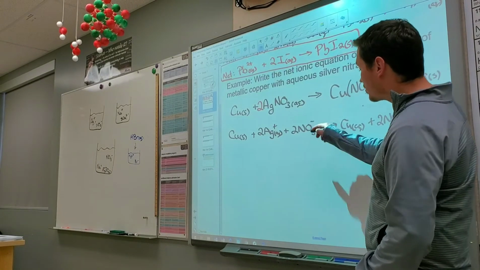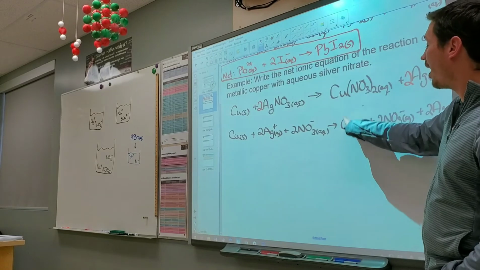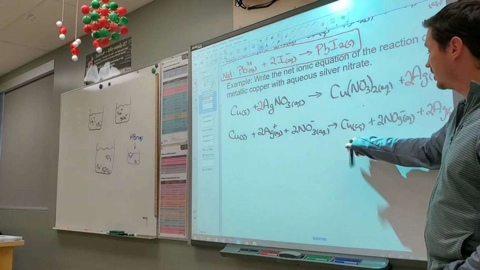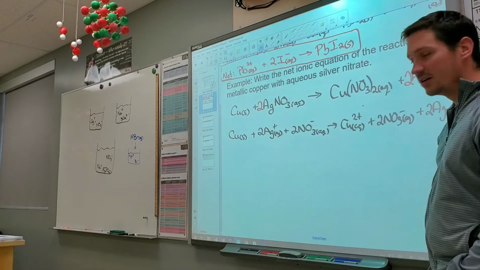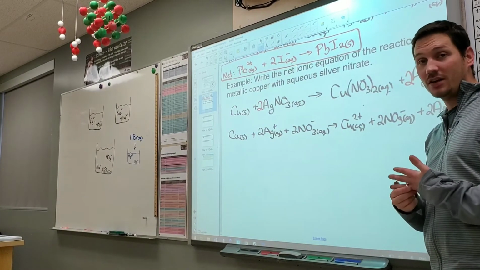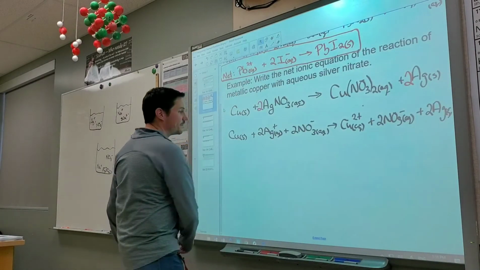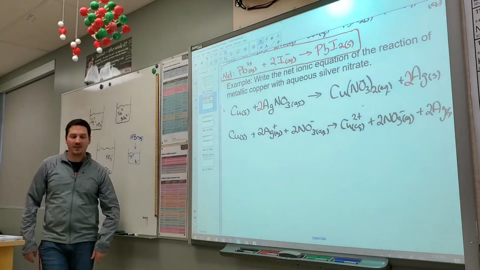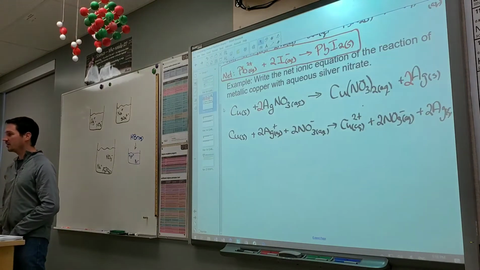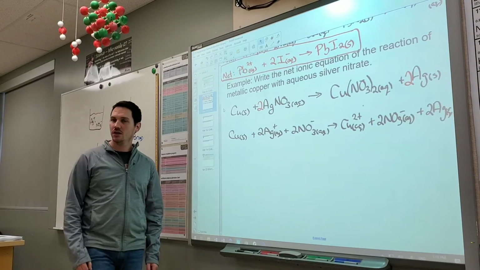The nitrate should have a charge. Here, should the copper have a charge? Yes. Good. Do you understand why I'm asking these questions? Yeah, so it doesn't mess with the combined. Yes. Good. Okay. Is there anything in here that doesn't do anything? Is there any spectator that we want to kick out? No.